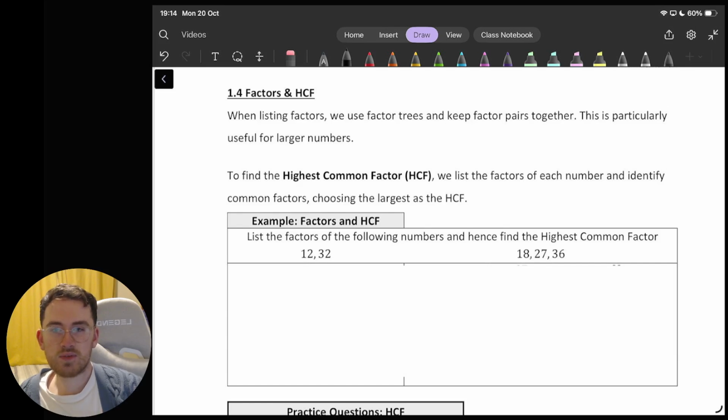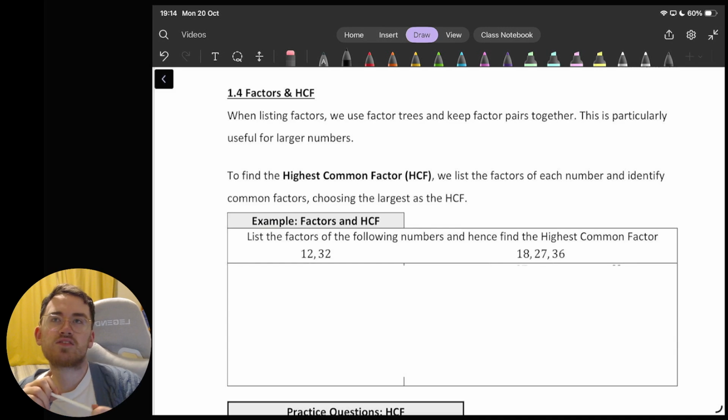And factors typically come in pairs. So we'll have one factor that divides in and gives us another result. So say for 20, if I divide 20 by 2, I get 10. So 2 and 10 would be considered a factor pair because both then multiply to bring me back to that 20 that I started with.